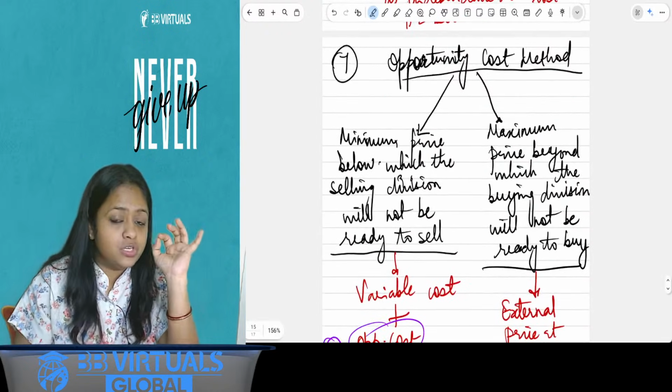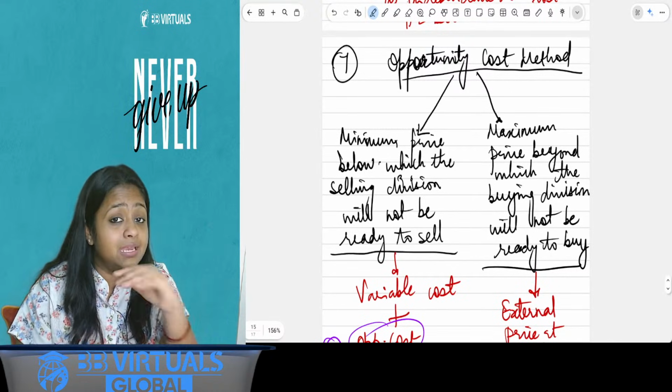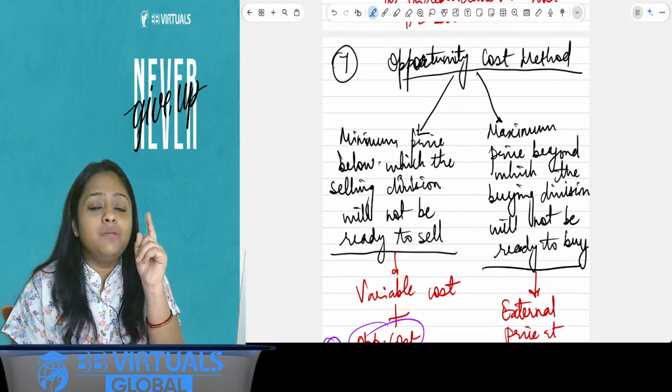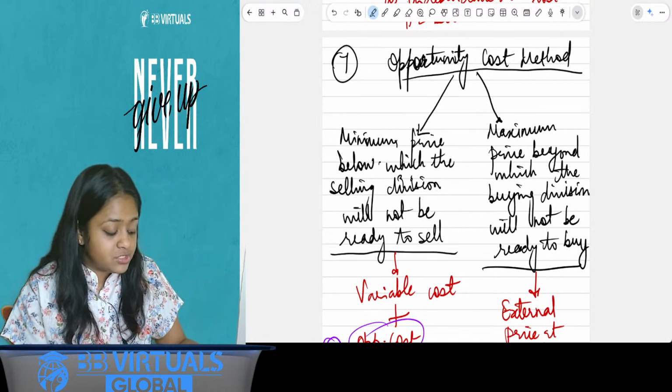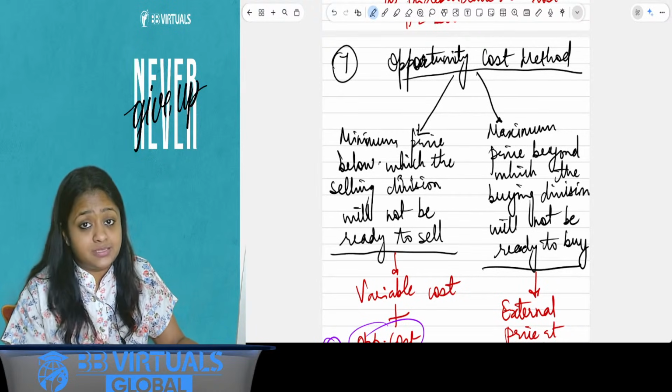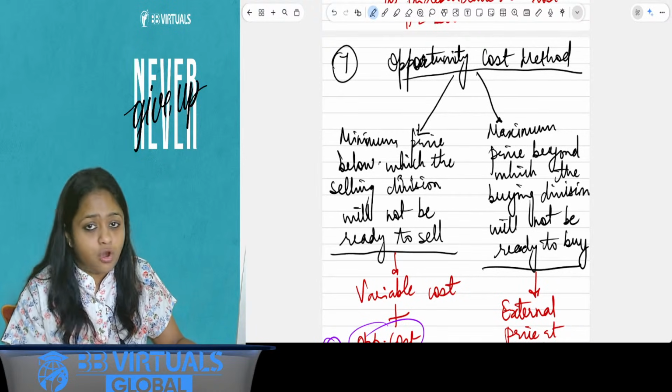Last is the opportunity cost method, which is highly important, and of course you will find questions on opportunity cost. Let me make it very, very clear to you, crystal clear to you guys, so that in the exam when you have the transfer pricing topics, this is not something that is going to haunt you.